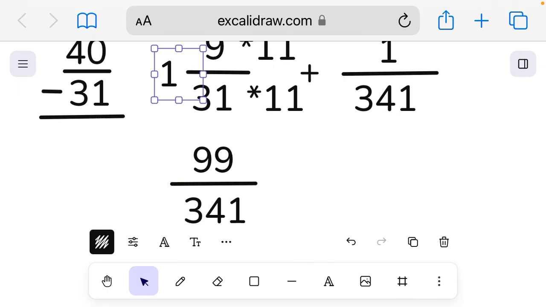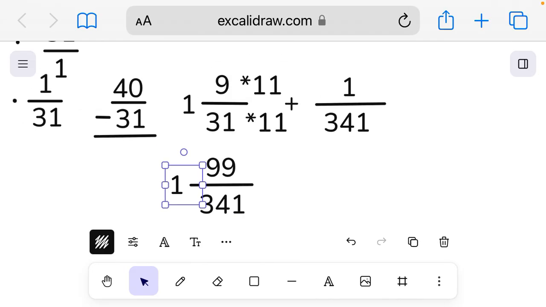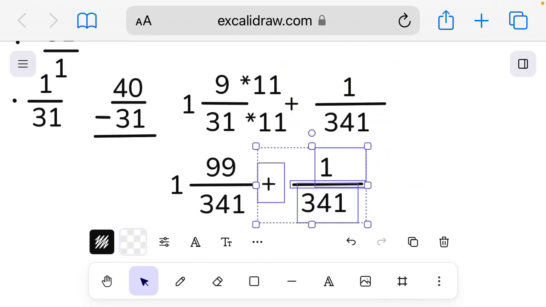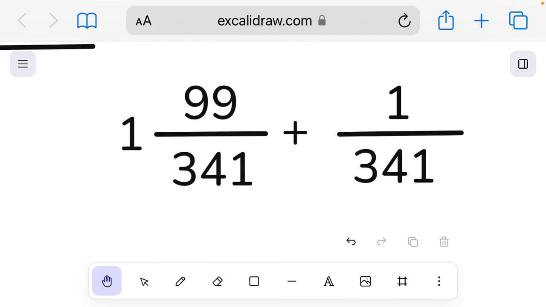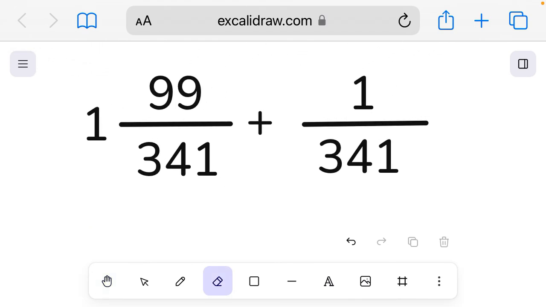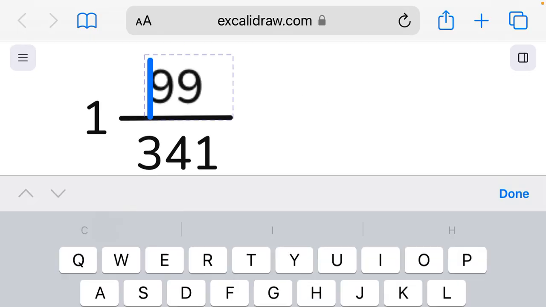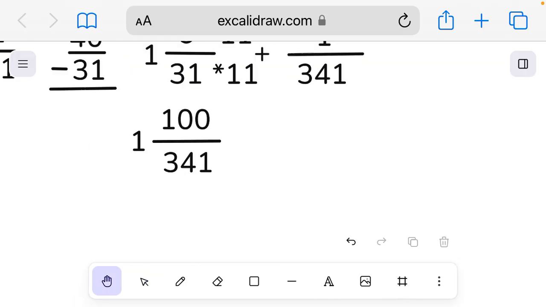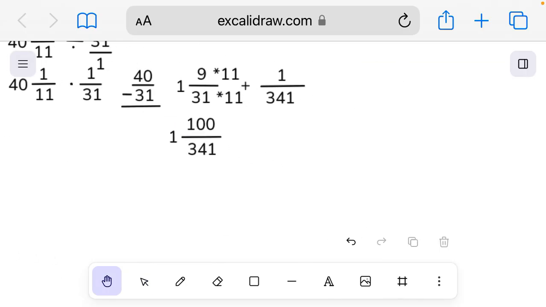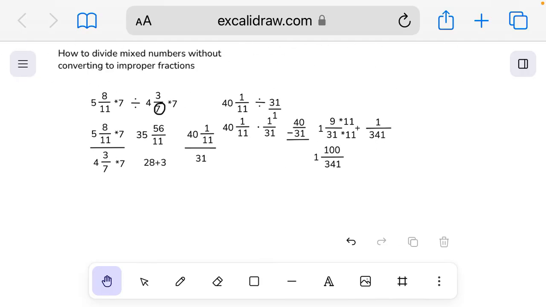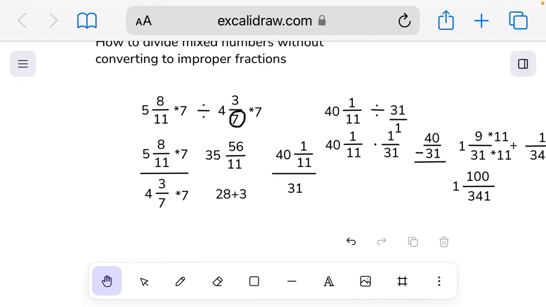Now, all you do is add that fraction to that same fraction. So 99 plus 1 is 100. So I guess the answer is 1 and 100 over 341. So yeah, that's probably the answer.